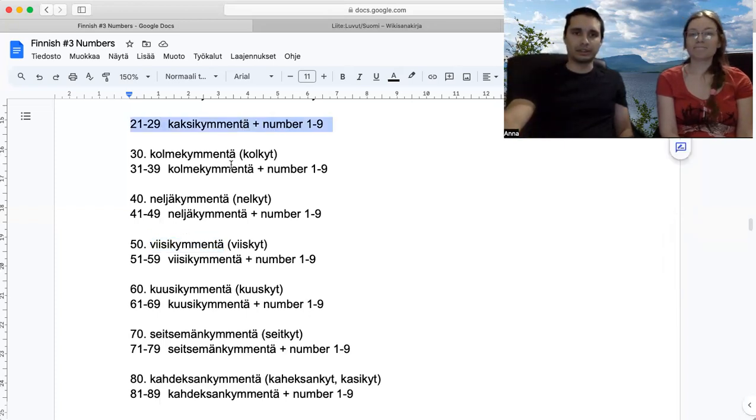And you can see the patterns here. Let's start with 21. I will just repeat quickly: 21, 22, 23, 24, 25, 26, 27, 28, 29.